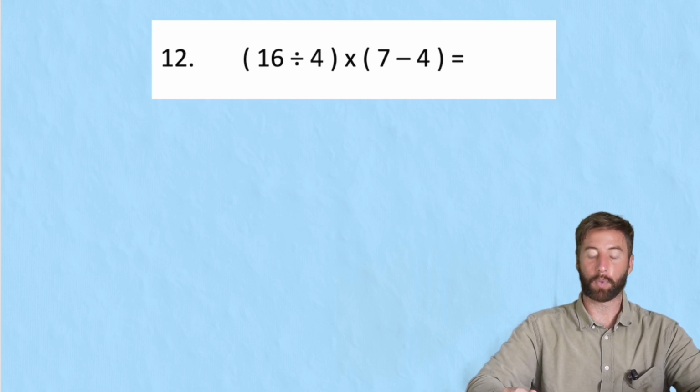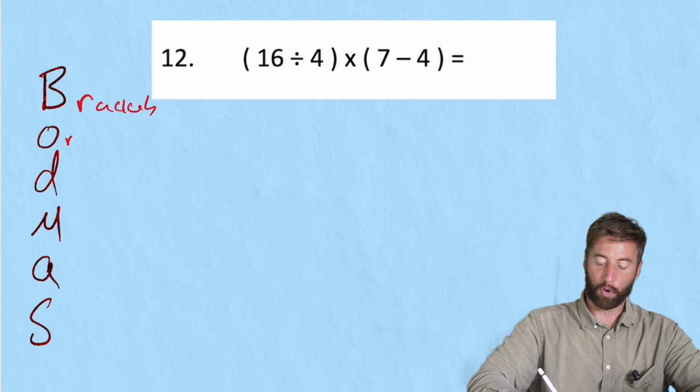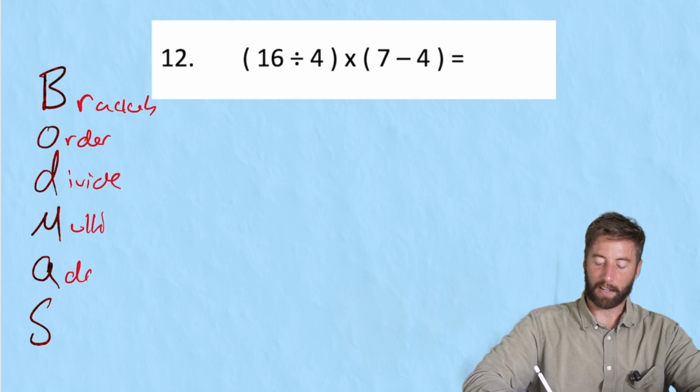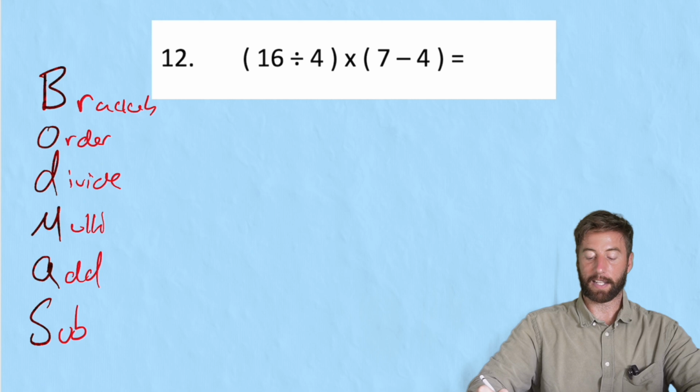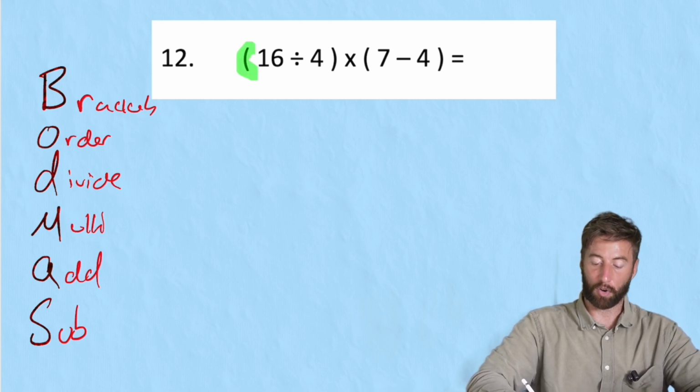Question 12. We have brackets. So with brackets, we need to understand the order of operations, or in other words, BODMAS. BODMAS stands for brackets, order, divide, multiply, add, subtract. This is the order of operations. So we can see first we have brackets, so we need to solve these brackets first.